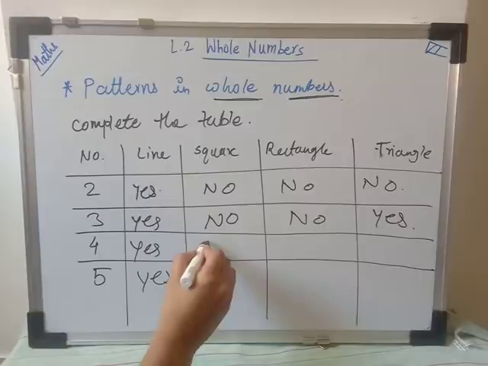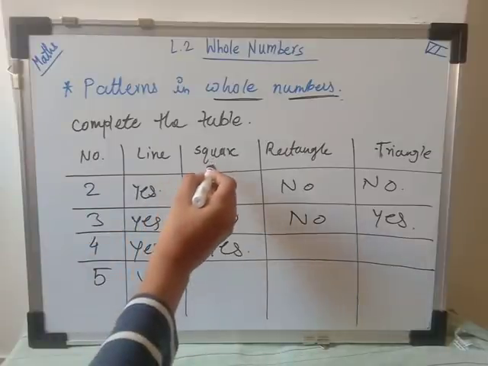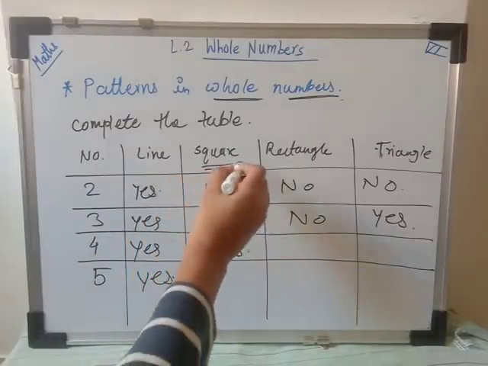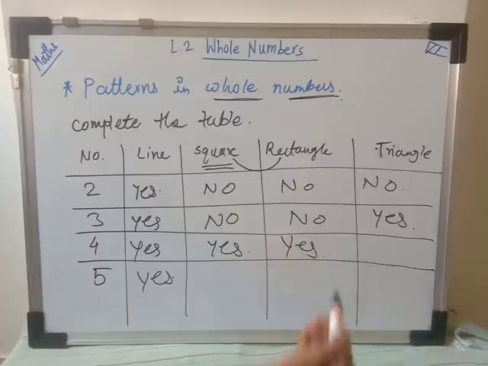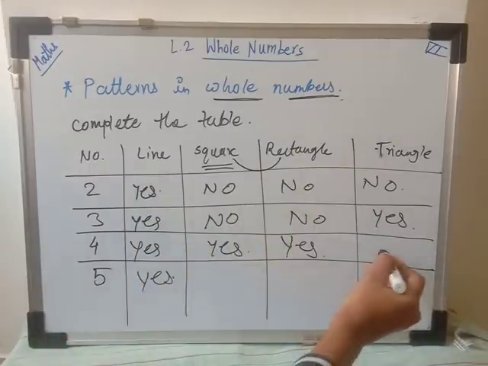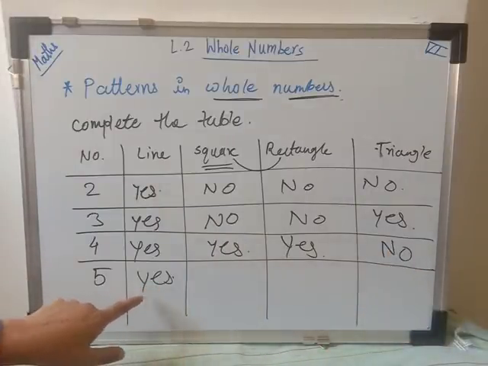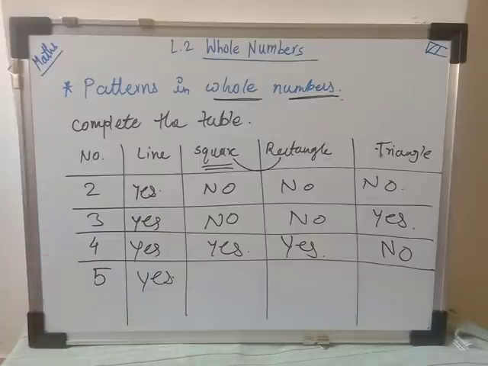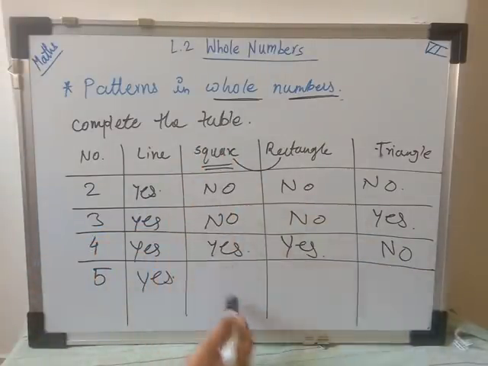4 is the number where we can make a line. Square we can make, so we can write yes here. And as I told you, if we can make a square of that number, then that number is also a rectangle, so we can make a rectangle also. Yes. Can we make a triangle of 4? No. Like 5, we can't arrange it in a rectangle form, cannot arrange it in a square form, and cannot arrange it in a triangle form also.